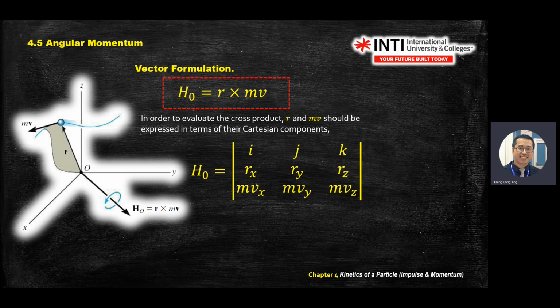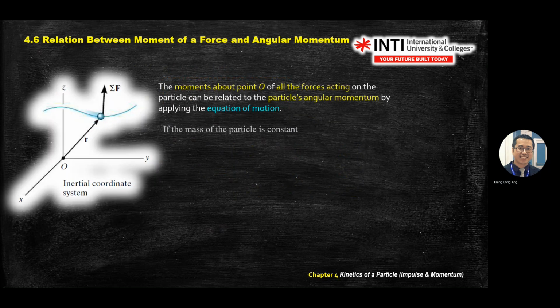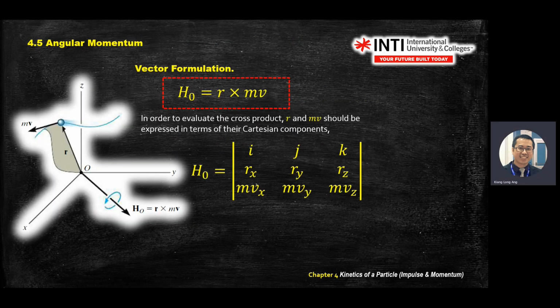Okay, so you take this one, Rx multiplied by mv plus Ry multiplied by mv minus Rz minus mv. And then you do it. Okay, so this is how you do it. We won't go into the detail of the calculation.